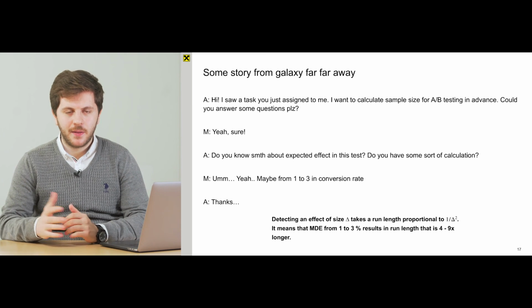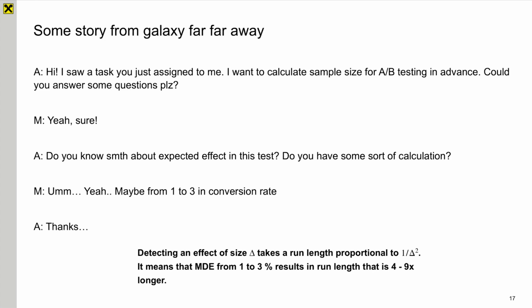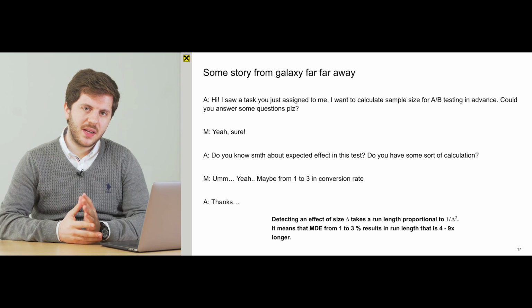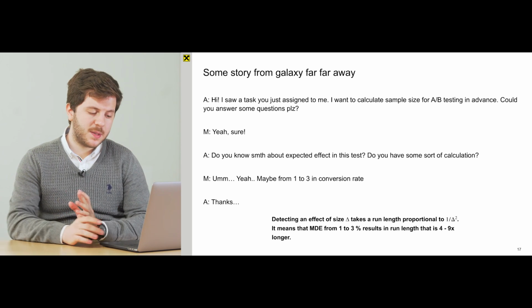And the analyst says, "Thank you." Why is he so sad? Because to detect an effect of size delta takes a run length proportional to 1 divided by delta squared. It means that when we are talking about effect from 1 to 3% in conversion rate, the run length could be from 4 to 9 times longer than it should be. When we discussed this fact, I propose we move on and discuss the performance of MSPRT.